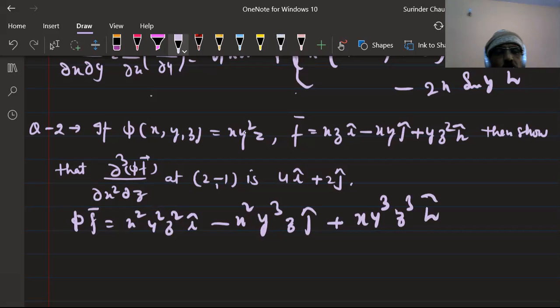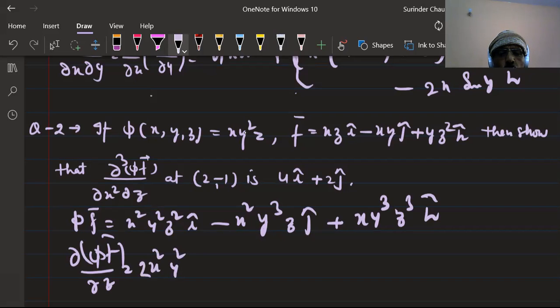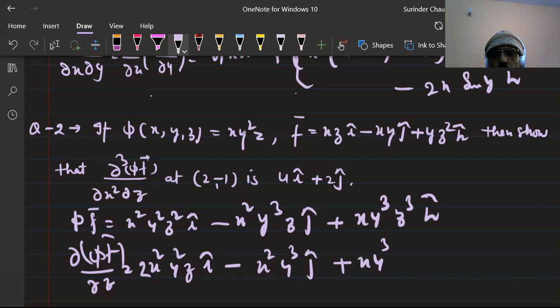Now we differentiate first with respect to z. First find differential of phi of f vector with respect to z. How much is this? This differential to z, how much is this? This is constant, this is constant. This is x square, y square, 2z iota minus this to z is equal to x square, y cube, this is z is equal to 1, j plus x, y cube, 3z square into k.